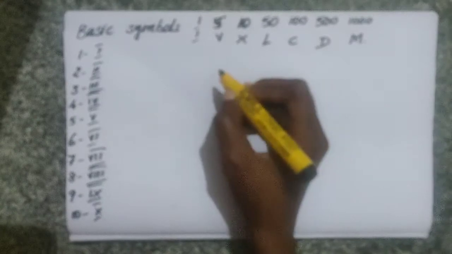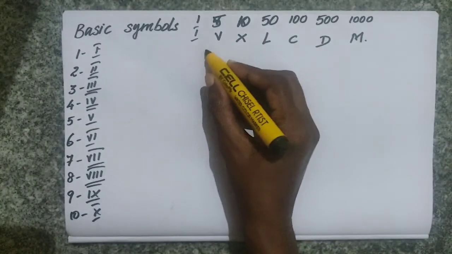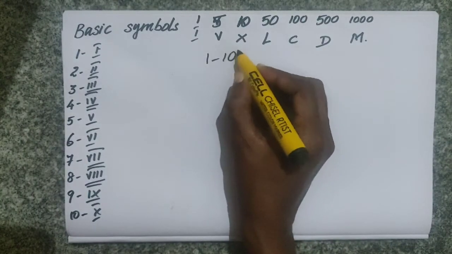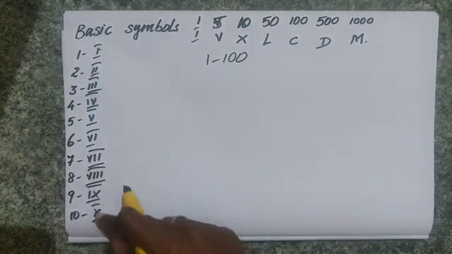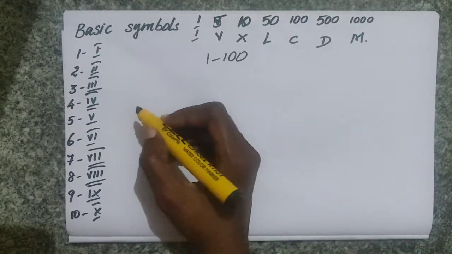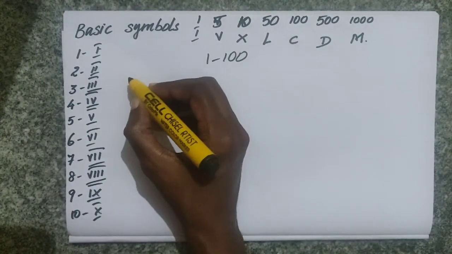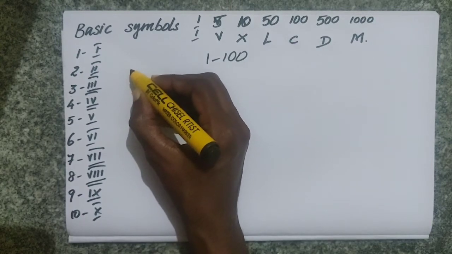Now I am going to teach you to write the Roman numerals from 1 to 100. To write 1 to 100, first you need the 7 basic symbols and 1 to 10. If you know this much, then it is easy. After knowing this, now 10, 20, 30, 40, we will learn how to do.